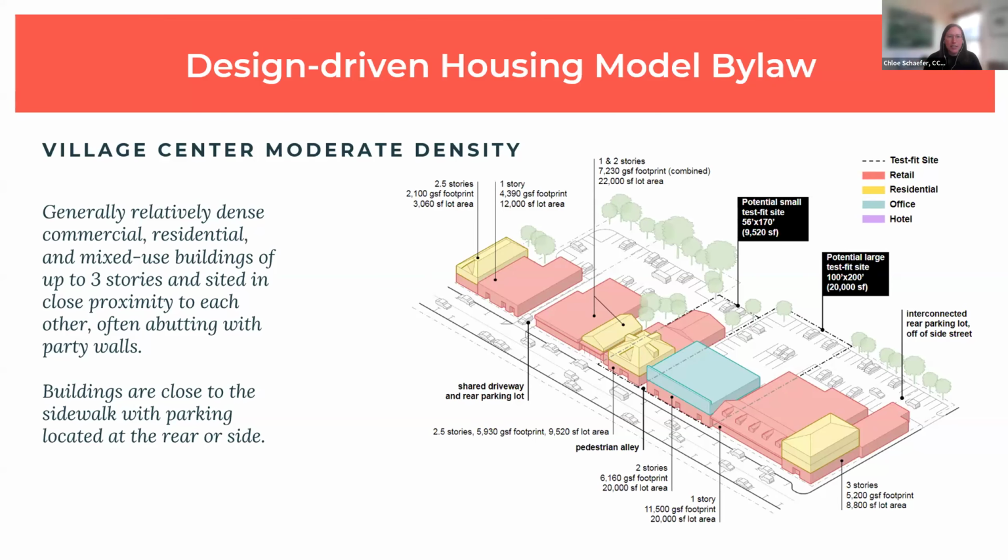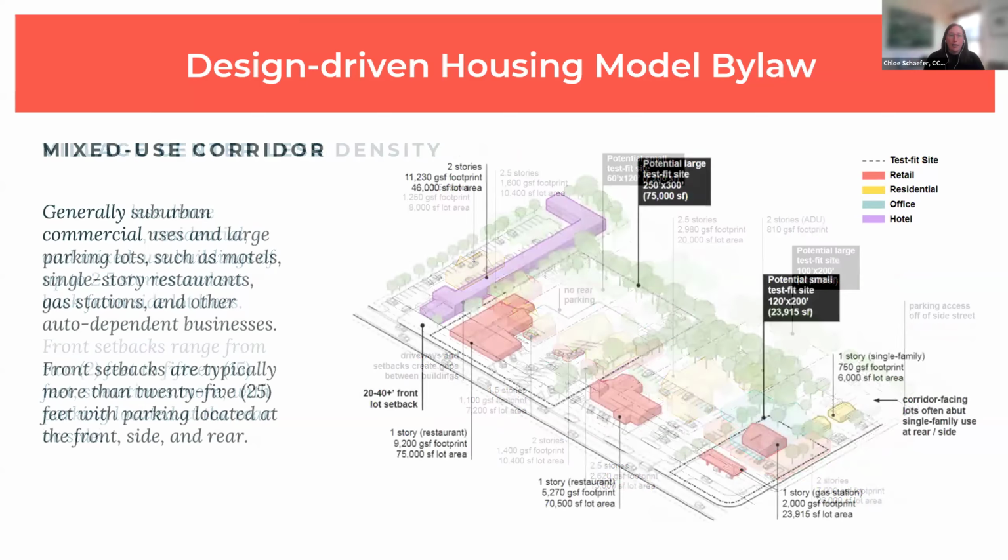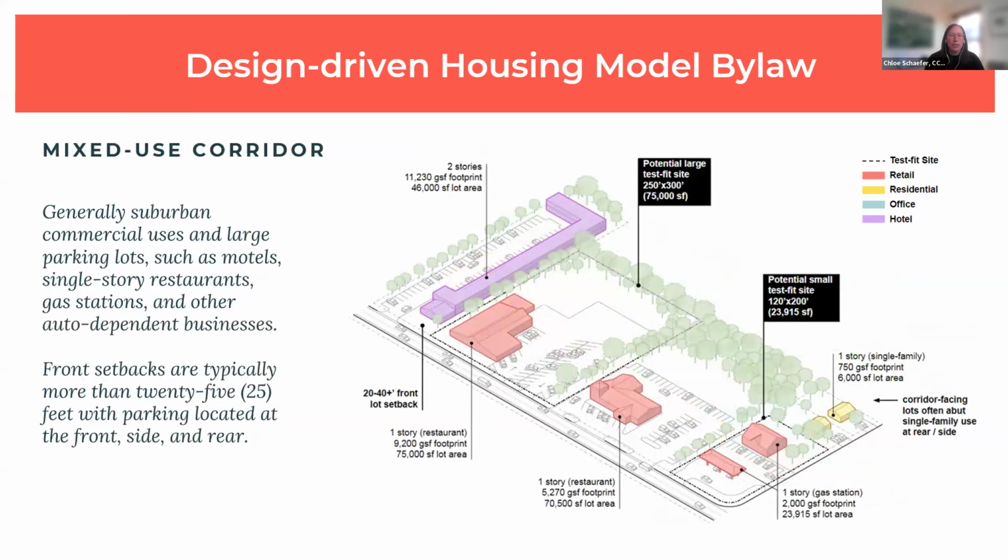So there's the moderate density. There's also your village center that's a little bit less dense. There are spaces between the buildings, and they're set back a little farther from the road. We also have the mixed use corridor. This is more those areas where you might have a strip mall retail development pattern, and there are specific parameters and considerations for that.